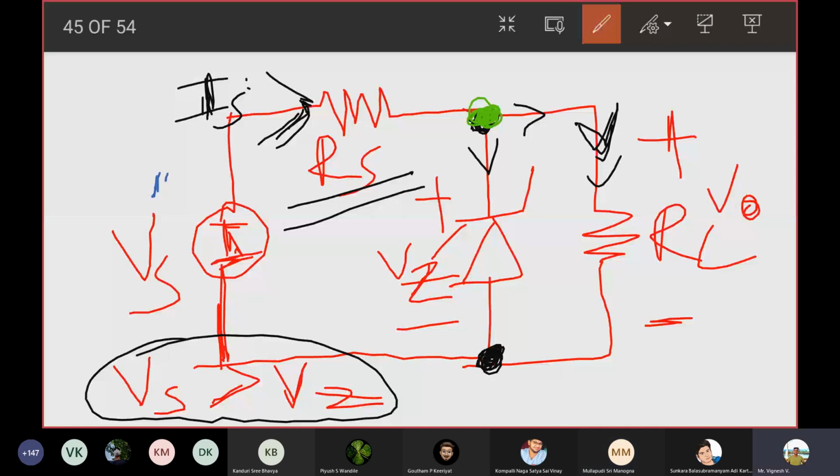Can you repeat again? How can you find out? See, the first assumption that the voltage across the Zener diode is Vz is true only when the voltage across these green nodes is greater than Vz, right? That you don't know. So you cannot make an assumption initially, right? Since we don't have too much time, I'll tell you the answer.